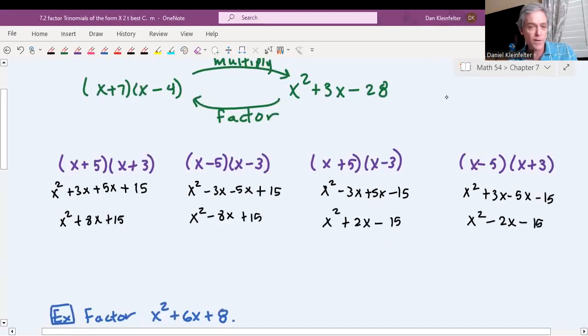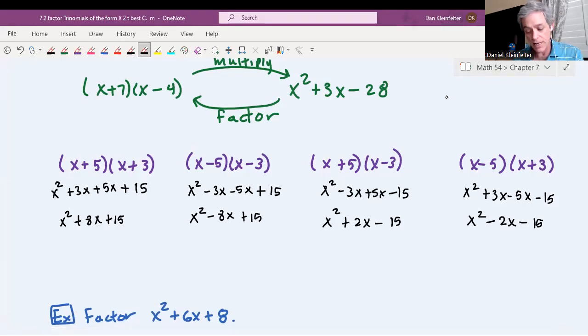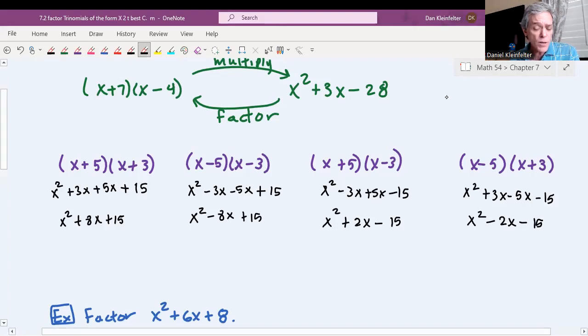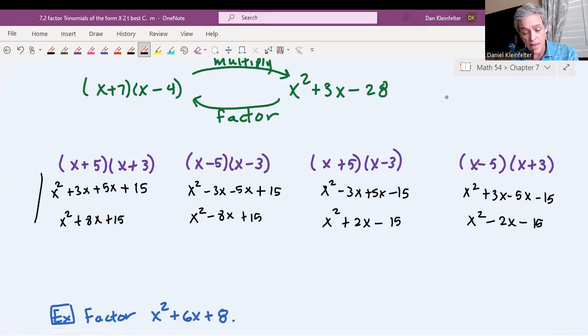So let's see if we can figure out a pattern for this. All of them are going to begin with x squared. We're multiplying x times x, so they all have x squared. And notice that they all end with either 15 or negative 15. And so we need to figure out, if we're going to reverse this process, how do we get from the bottom line in black back up to what we had in purple?